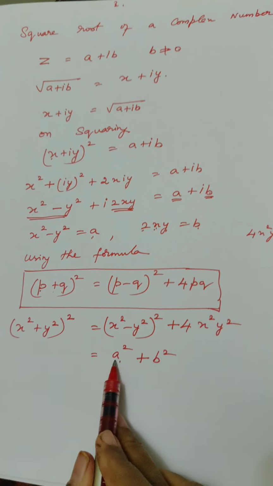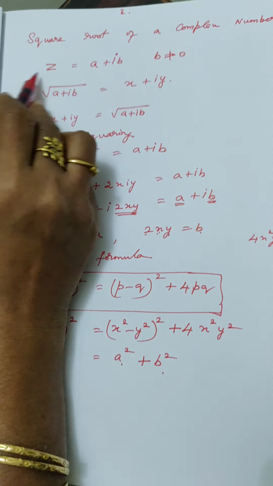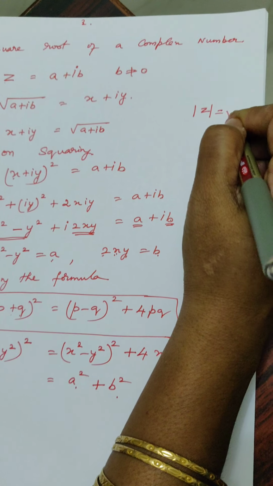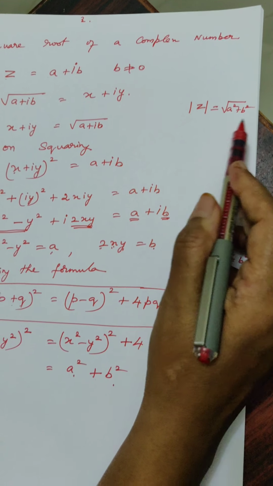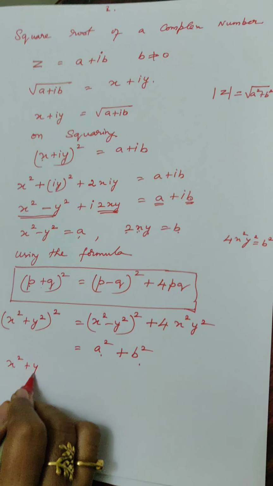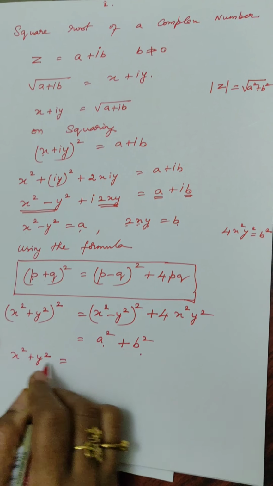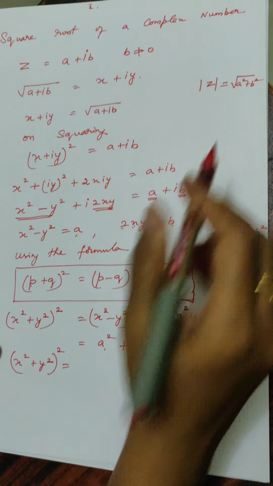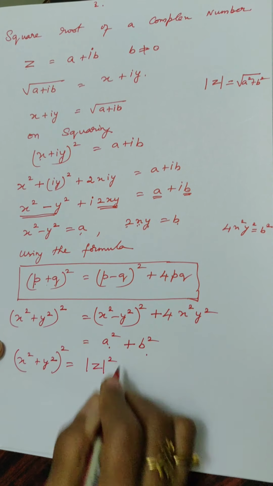Clear now? See here, what is a square plus b square? What is z? a plus ib. If z is equal to a plus ib, then as you heard in the last class, modulus of z is equal to root of a square plus b square. Am I correct? So x square plus y square the whole square is equal to a square plus b square, and a square plus b square becomes modulus of z square. Is it clear?